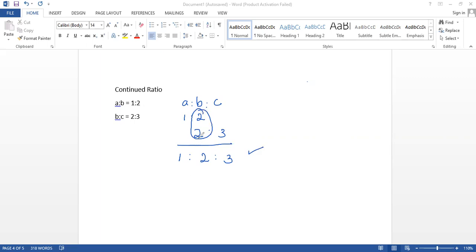However, in a lot of the questions, the value is not going to be the same. So in those cases, you will have to make the value the same. For example, if we go on to the next question.